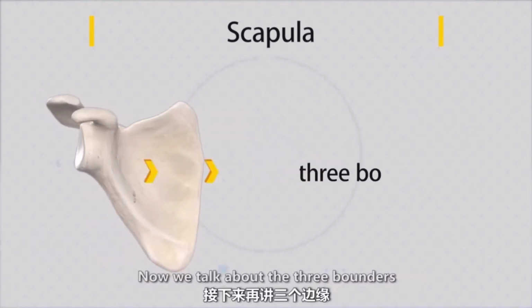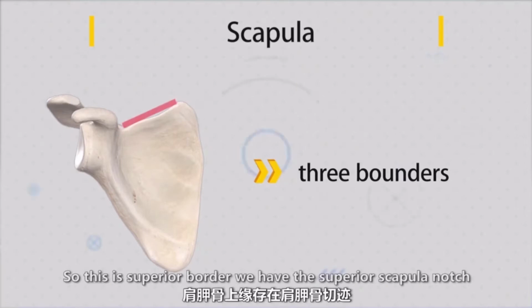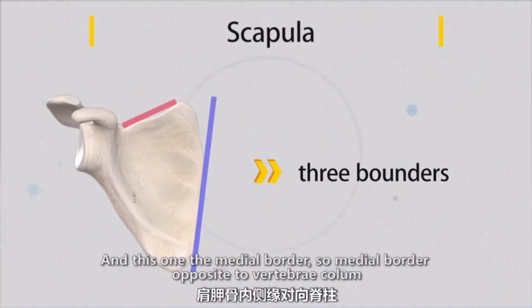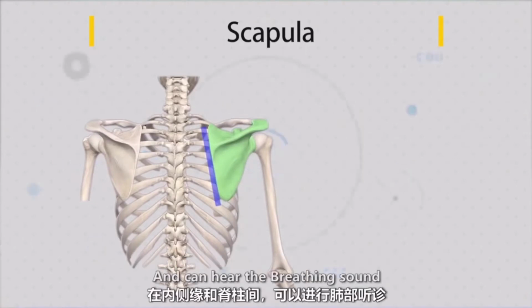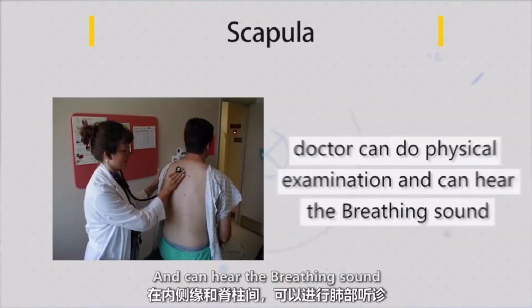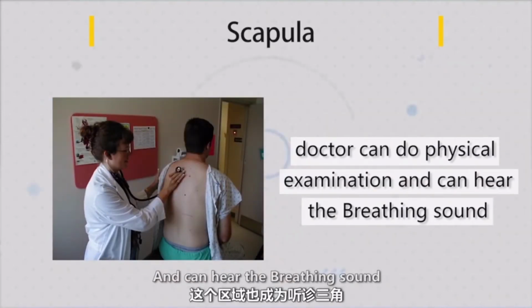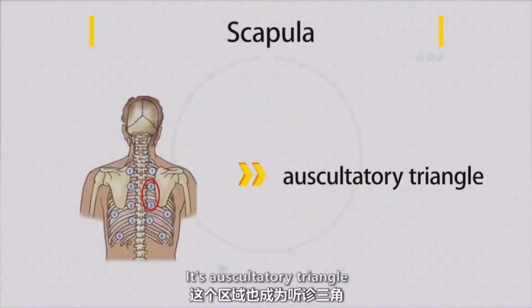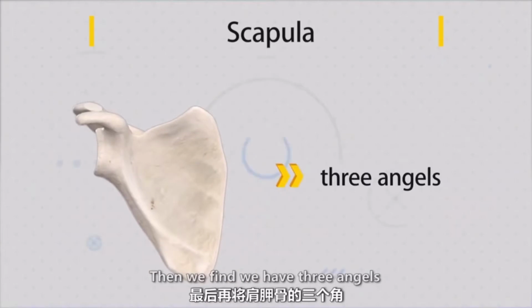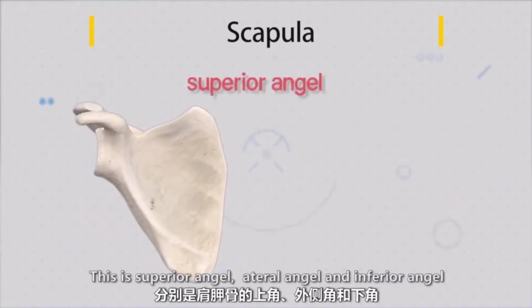Now we look at the three borders. This is the superior border, where we have the suprascapular notch. And this one is the medial border, which is opposite to the vertebral column. Between the vertebral column and the scapula, the doctor can do a physical examination and hear the breath, so we call it the auscultation triangle. Then we have three angles. This is the superior angle, this is the lateral angle, and this is the inferior angle.